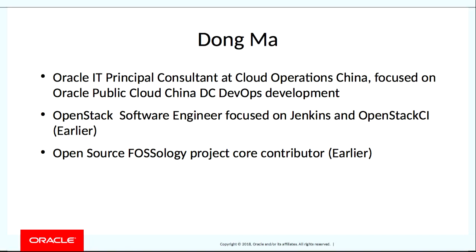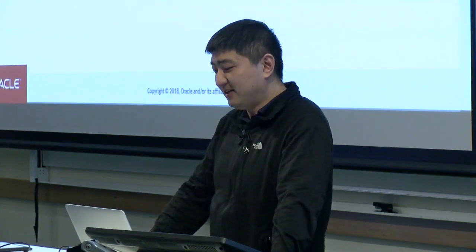Okay, first to introduce myself. My name is Dong Ma. Currently, I live in Beijing, China. This is my first time coming to New Zealand. It's a very beautiful country with nice weather. It's warmer than Beijing.